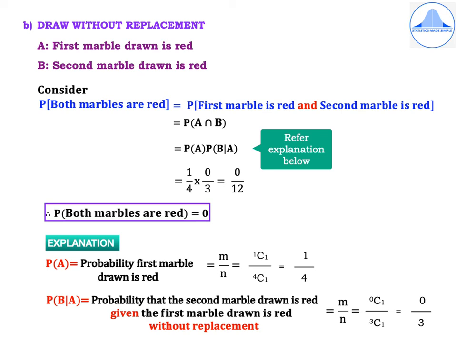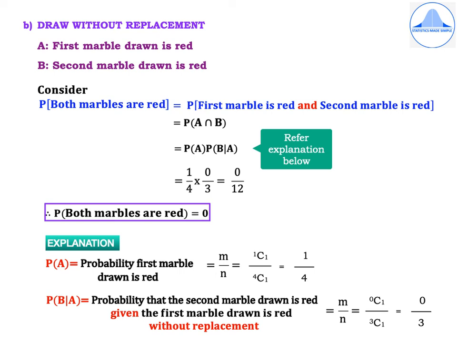So now below I have given the explanation as to how to find out P of A and P of B given A. So P of A, the probability is not going to change. It is probability first marble drawn is red. Use the formula M by N, which is equal to 1C1 divided by 4C1, which is equal to 1 by 4. Now P of B given A is going to change. It is the probability that the second marble drawn is red, given that the first marble drawn is red without replacement.